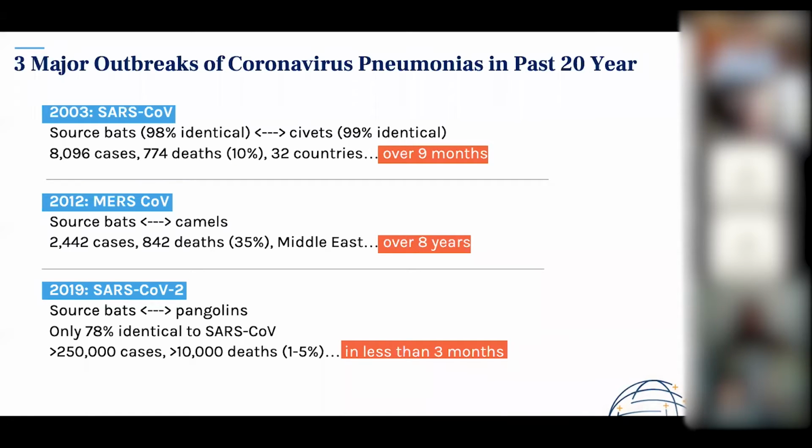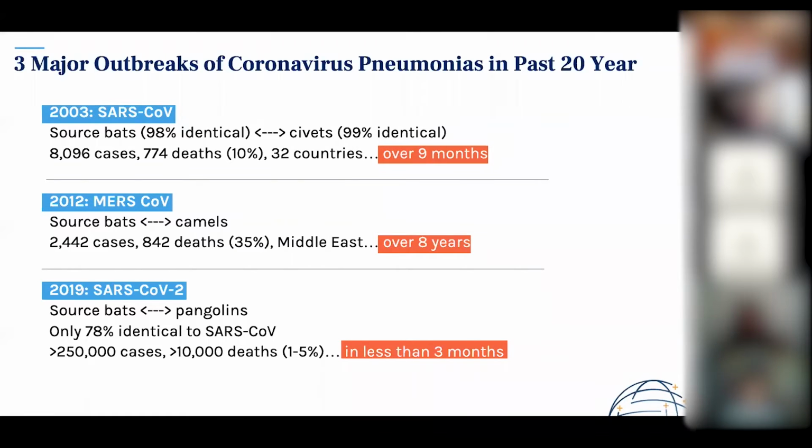So that was an epidemic that started in China as well and spread to Hong Kong and around the world. And over 9 months, we had over 8,000 cases and close to 800 deaths in 32 countries. And then it went away.